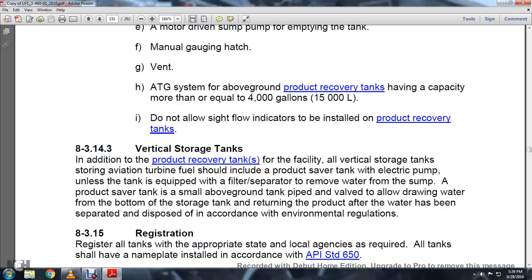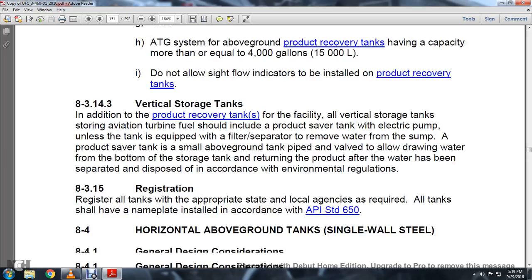A product saver tank is a small above ground tank with a pipe and valve that allows drawing water from the bottom of the storage tank, returning the product after the water has been separated, and disposing of the water in accordance with the environmental regulations.